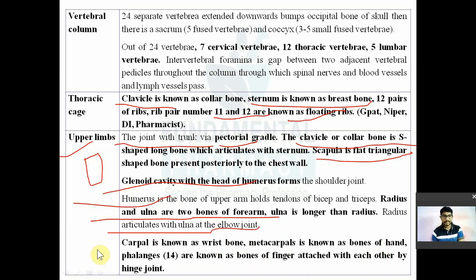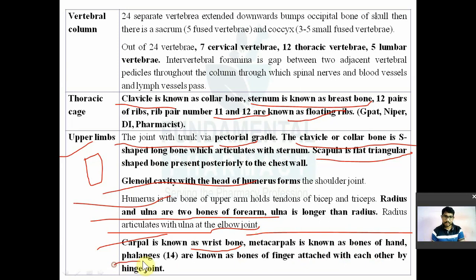उसके आगे क्या है? Carpals. Carpals are known as wrist bones. Okay, wrist bone क्या है? Carpals. Metacarpals are also known as bones of the hand. Hand bones जिसको बोलते हैं metacarpals.